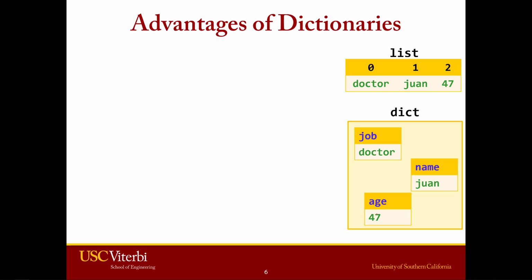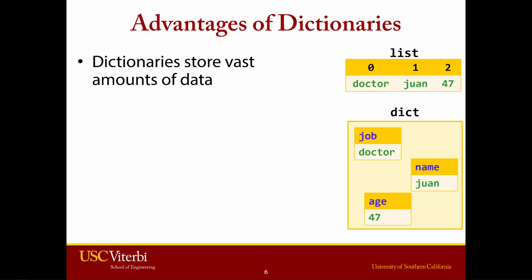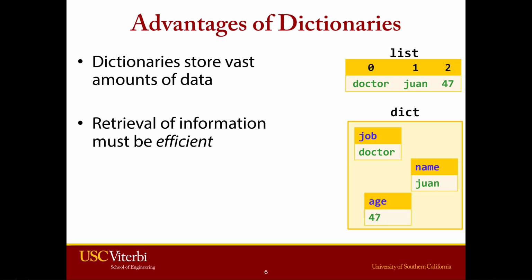Dictionaries are useful for lots of reasons. They're really good at storing lots and lots of information, and they're really good at retrieving that information very, very quickly. So that's two advantages of dictionaries.